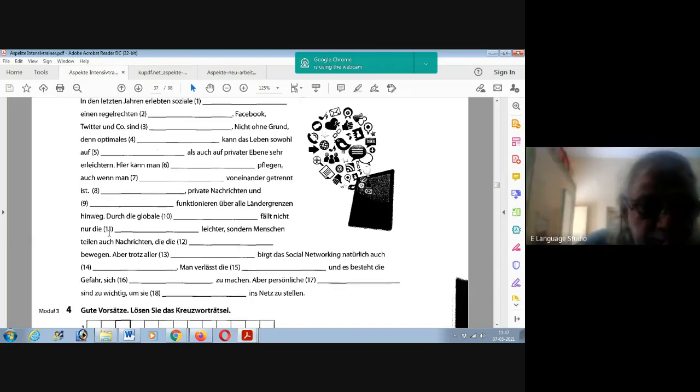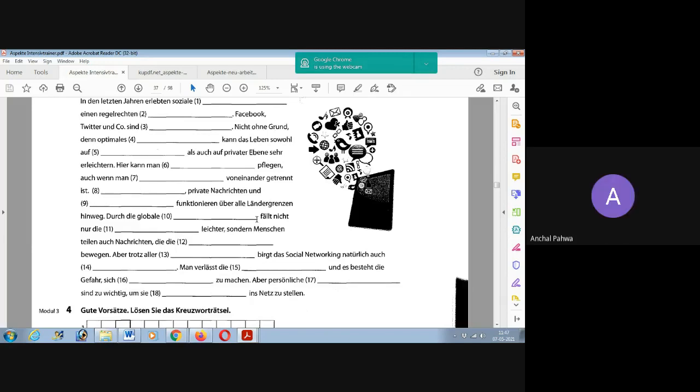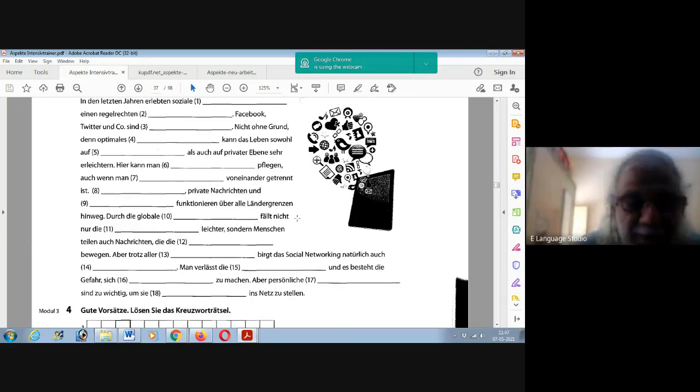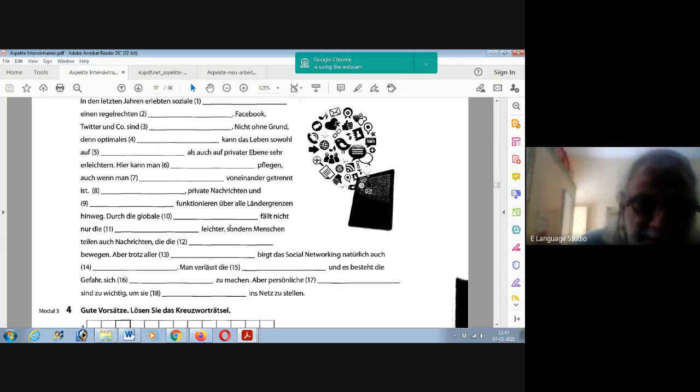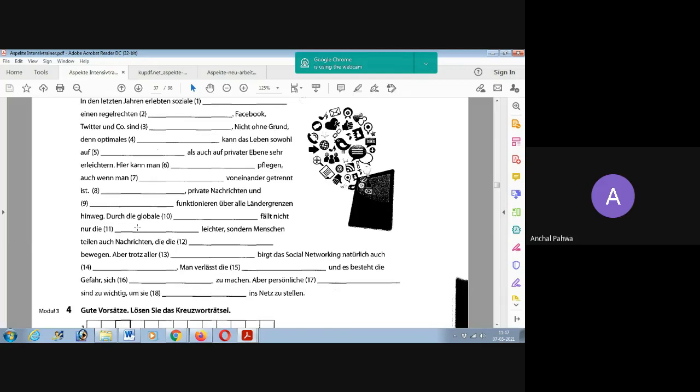Fällen, also leichter fallen. That means etwas fällt mir leicht means becomes easy. So it falls easy. So diese Vernetzung fällt leichter. So nicht nur, what is it, not thing? Because of this networking, Vernetzung, fällt nicht nur die Kommunikation.